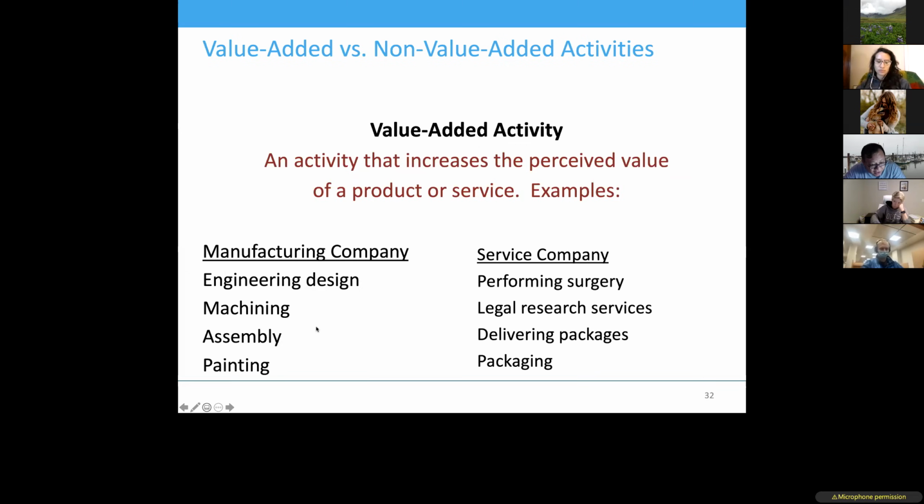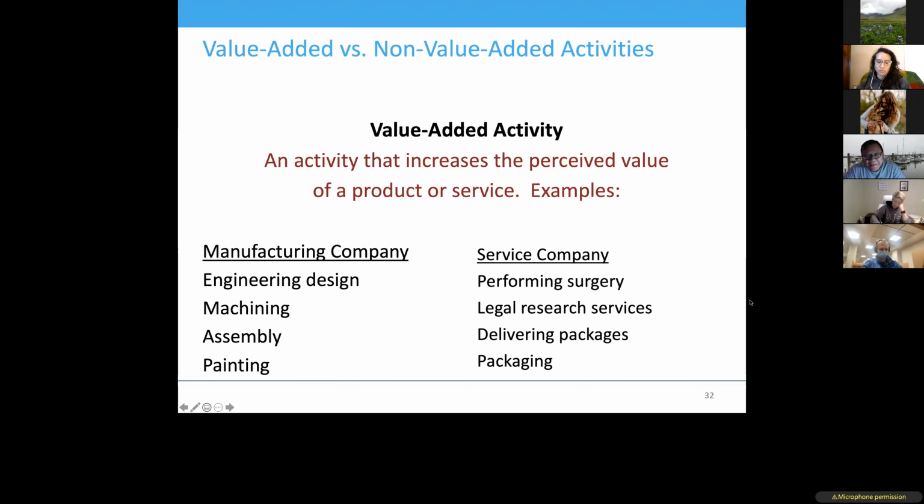Machining, assembly, painting. These all add value to that product, right? So for painting, if you don't paint it, versus you paint it, you see the value, right? You know, there will be more value after the product is painted.